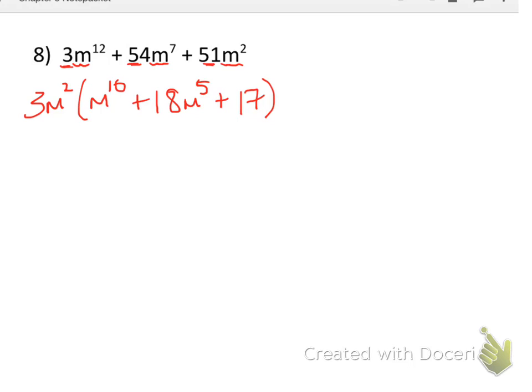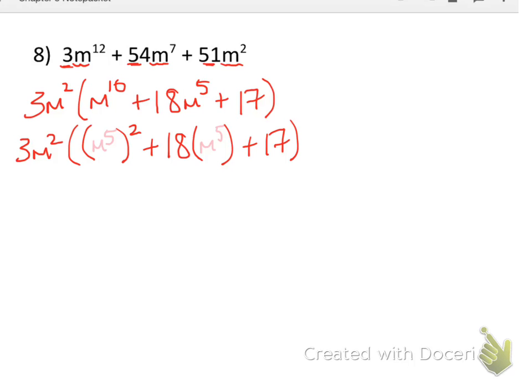plus 17. Now, we can factor this in the same manner that we can factor a quadratic if we had an exponent of 2. And the way you can look at this, to help you understand this hopefully, is that we could rewrite m to the 10th as m to the 5th squared. So we have this parentheses squared plus 18 times these parentheses plus 17. And so now we've got our quadratic.